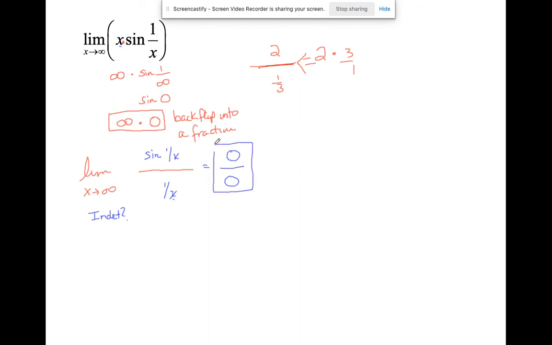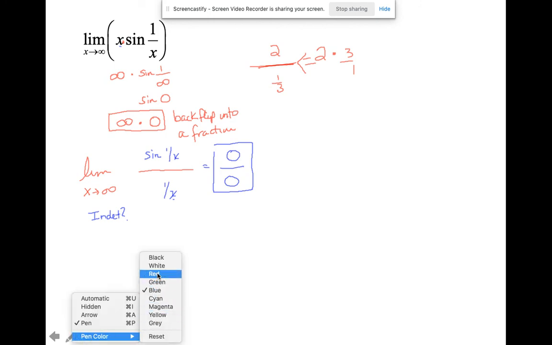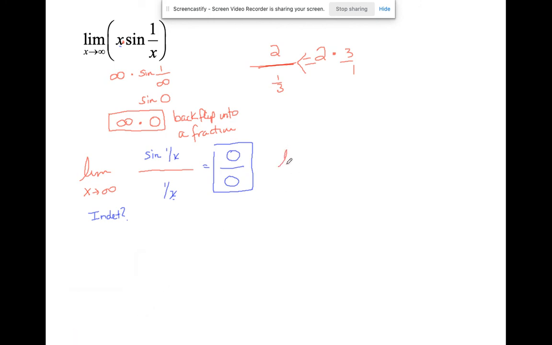I have an indeterminate form, so now I can use L'Hopital's rule and say this is equal to the limit as x approaches infinity of derivative 1 compared to derivative 2. And it would be the derivative of sine 1 over x and the derivative of 1 over x.